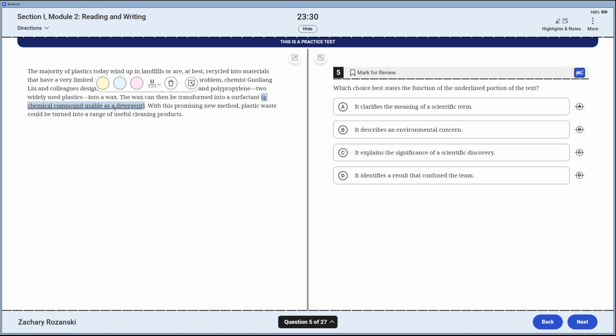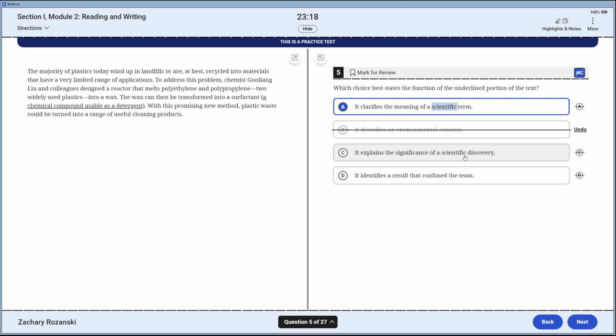A chemical compound usable as a detergent. It clarifies the meaning. This exactly looks like an appositive to me, and I love this. It describes an environmental concern. I don't think so. It explains the significance of a scientific discovery. Maybe it identifies a result that confused the team. I don't like this one. It identifies, this doesn't seem to be a result. It seems to be a definition.